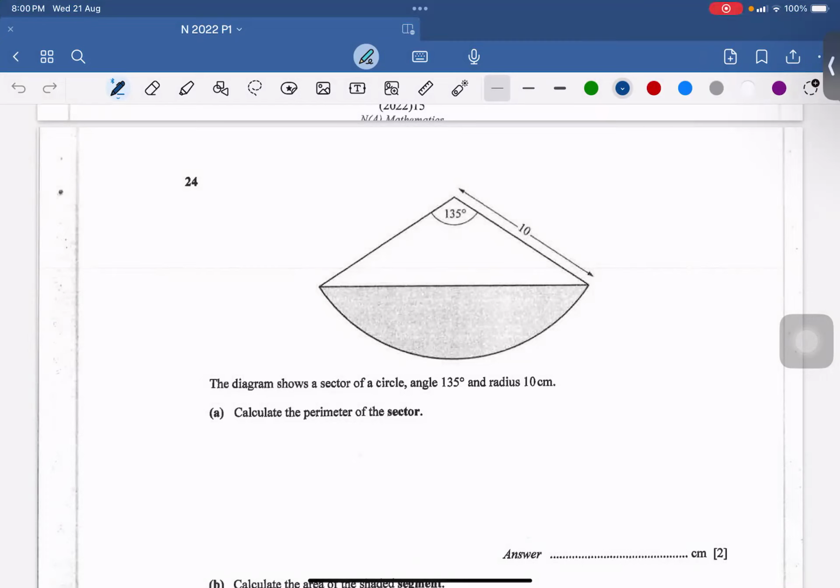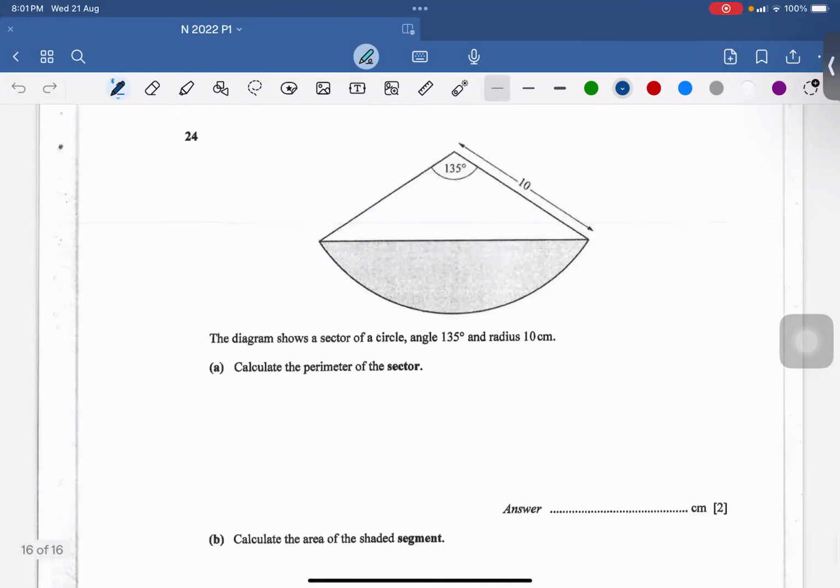Okay, the diagram shows a sector of a circle. Angle is 135 and radius is 10 cm. We need to calculate the perimeter of a sector. First thing, we need to know what the differences are between the word sector and segment. Okay, so what is a sector? A sector looks like either this, like one piece of pizza, or a Pac-Man. One is a minor sector, one is a major sector.